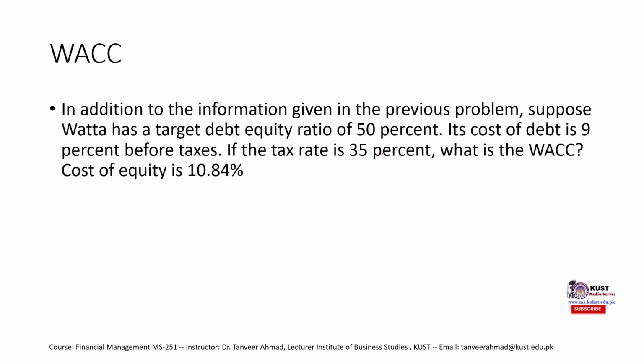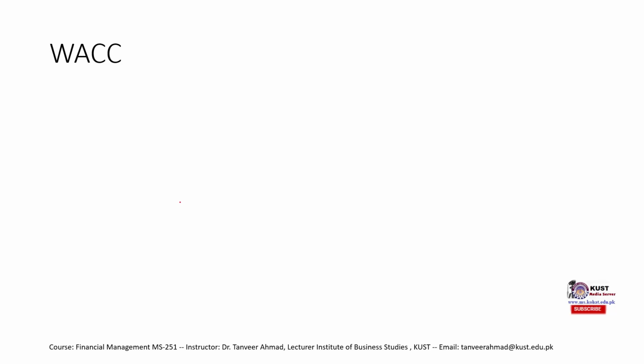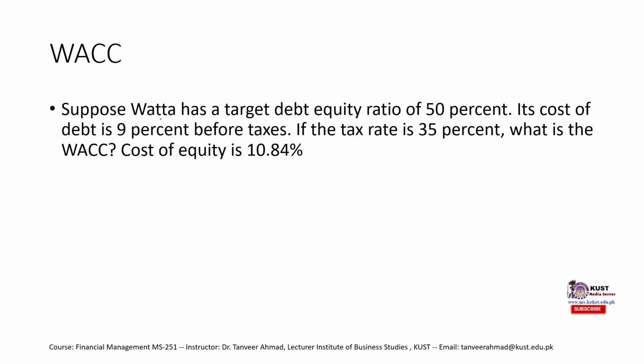Okay, moving towards the next example. Suppose that this water company has a target debt to equity ratio of 50%. Its cost of debt is 9% before taxes. If the tax rate is 35%, what is the Wacc? Cost of equity had been given as 10.84%. So the cost of equity is given. There is no preferred stock. There is just equity and debt. We need to calculate the Wacc. But one thing that is different from the previous example is that the debt to equity ratio has been given.